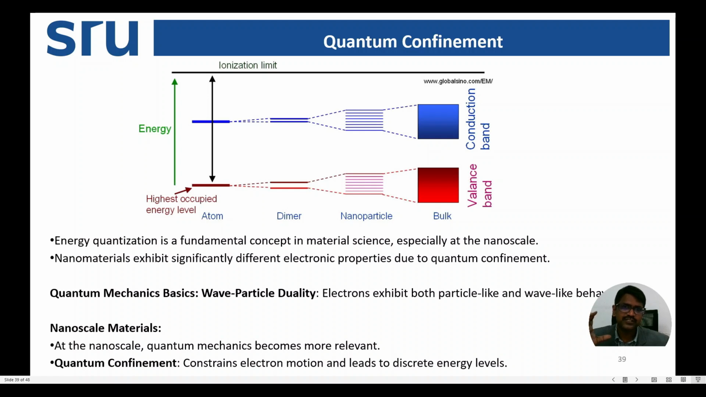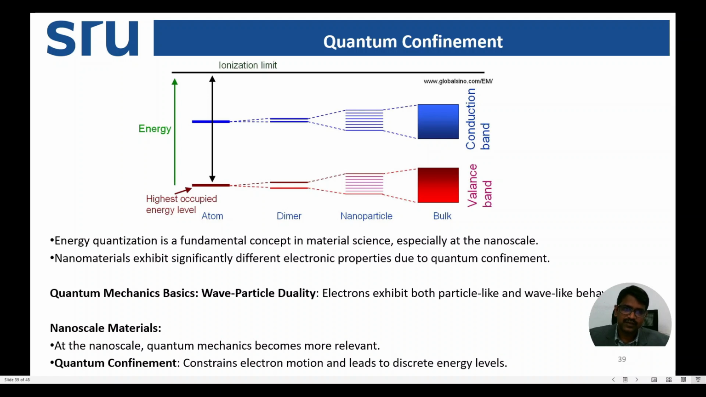Okay, so because of this quantum confinement, we can see the band gap in a different picture. So wave-particle duality, we are all aware of it, right? Electrons exhibit both particle nature and wave nature. How can we understand this?